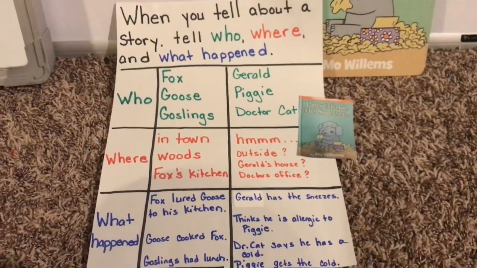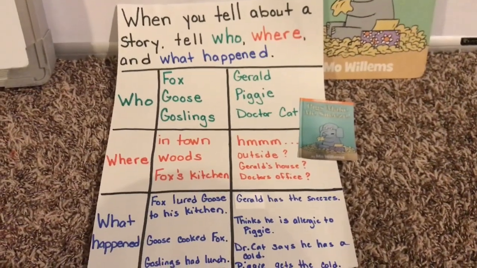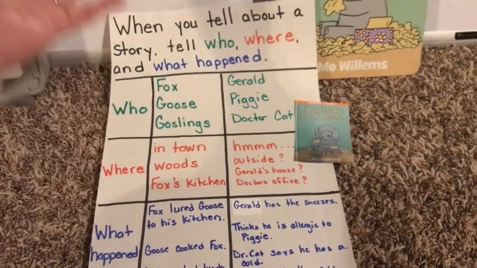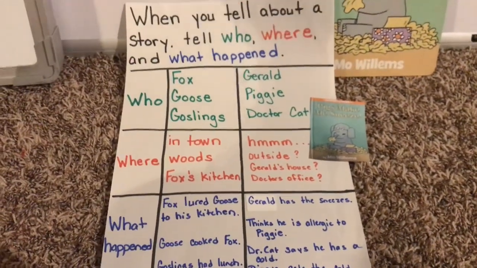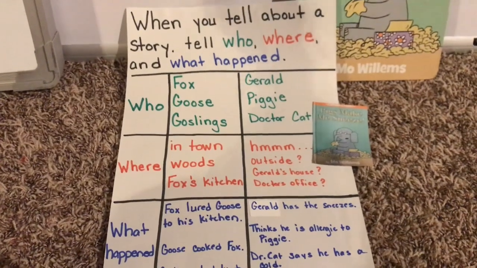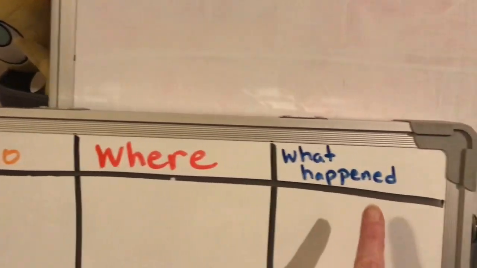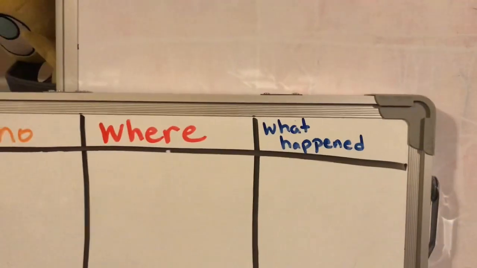So, if you want to make those questions easier for yourself, take the time to go through the book and read it slowly, thinking as you go and doing all of the things we talked about today. But most importantly, take the time to think about who's in the story, where are they at, and what happened.